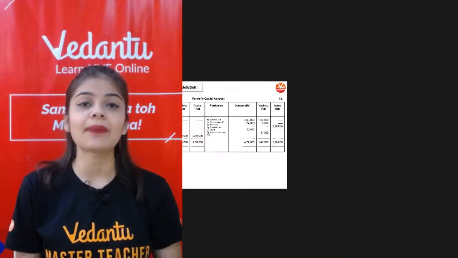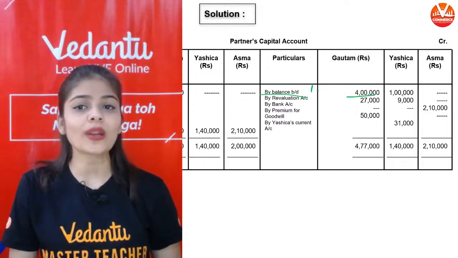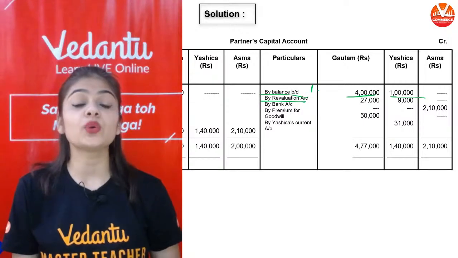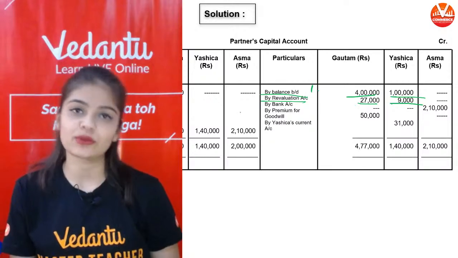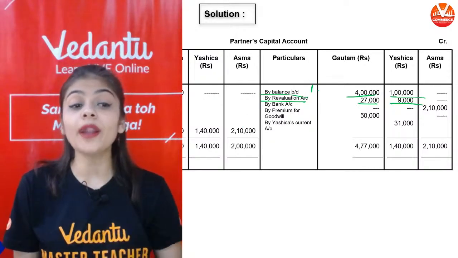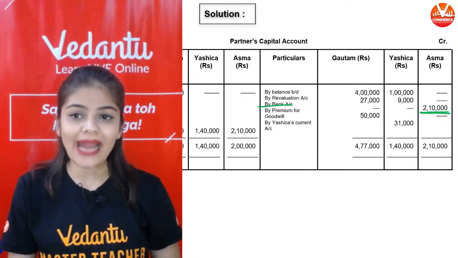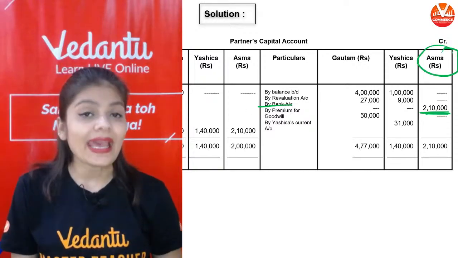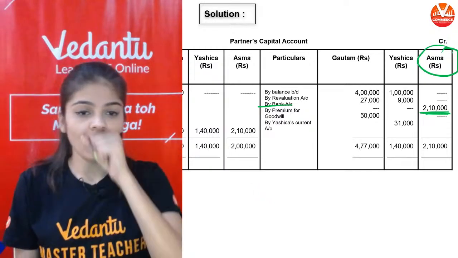So let's see the capital account. First, we will record opening balances 4 lakh and 1 lakh. Then we have recorded revaluation profit 27,000, 9,000. Then the new partner brought 2,10,000 capital. So by bank 2,10,000 capital of Asma. Then you remember that goodwill was distributed.